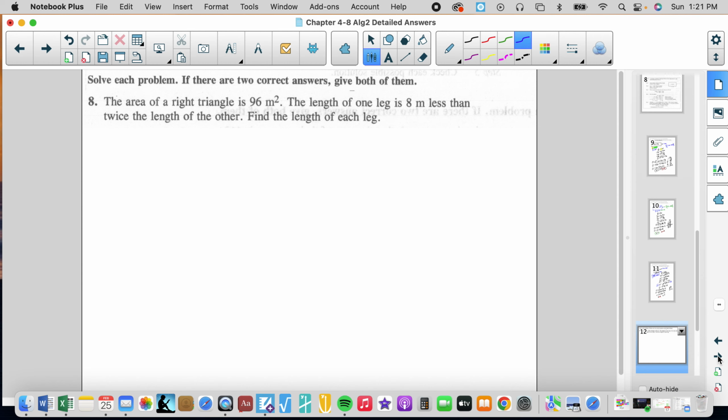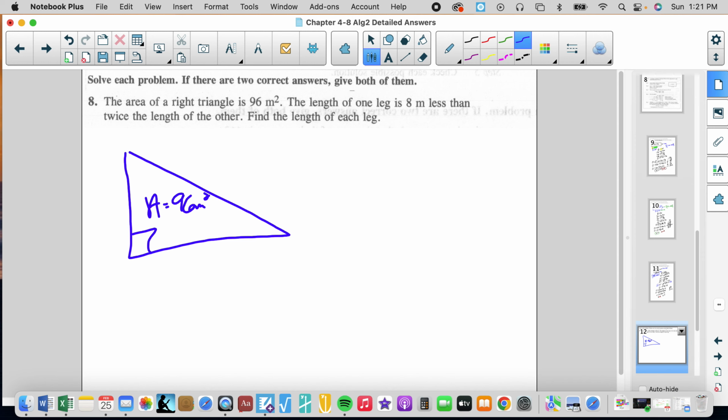Area of a right triangle. Area equals 96 meters squared. The length of one of the legs is 8 meters less than twice the length of the other.